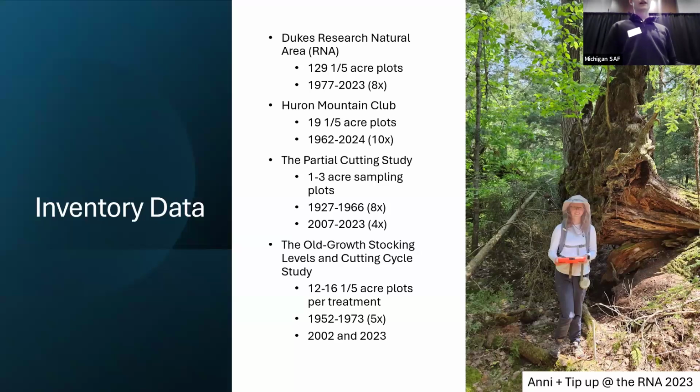So until 1966. And then they were picked up again by the Forest Service in the 2000s and remeasured most recently by us in 2023. The replicated study, which is just the single tree selection, has between 12 and 16 5th acre plots in each of the treatments. And those were measured 5 times at the initial run of that experiment, and again in 2002, and again in 2023. Dubiously marked, and finding them again 20 years later was a chore for sure.